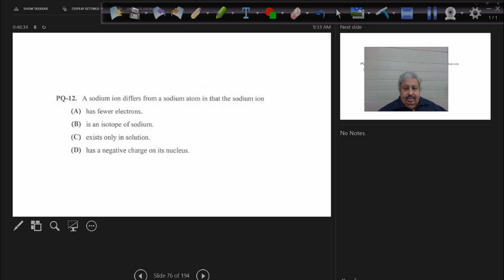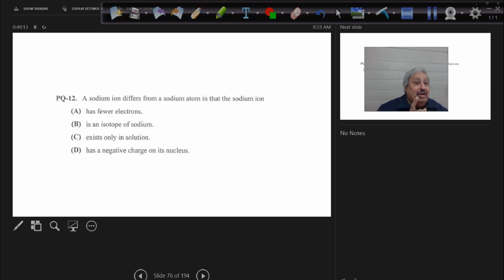A sodium ion differs from sodium atom in that sodium ion has fewer electrons, is an isotope of sodium, exists only in salt solution, has negative charge on its nucleus. Which one? That's easy, correct? We don't have to cheat on that, correct? So which one? E? Then we don't have E. B is an isotope.